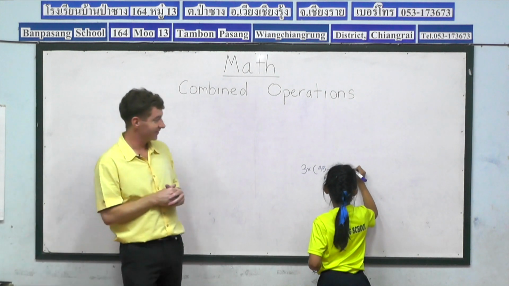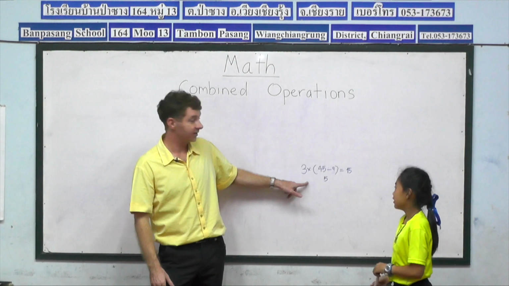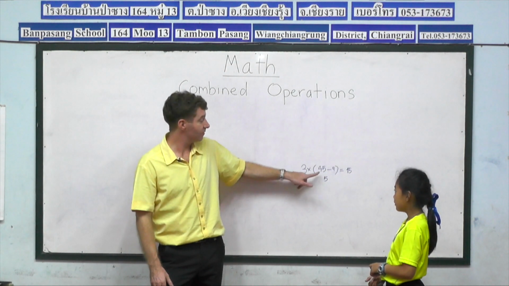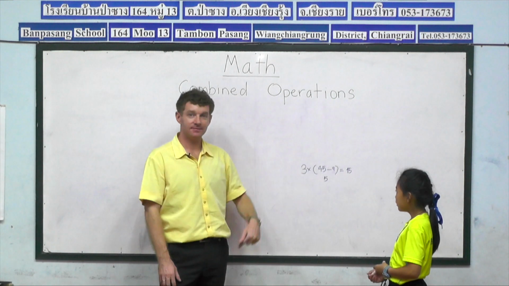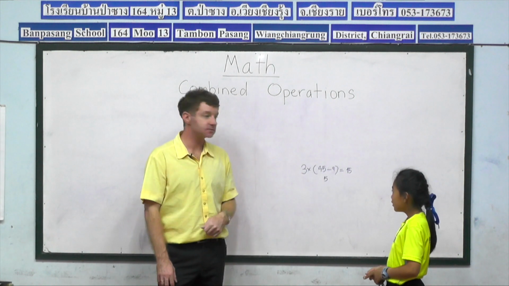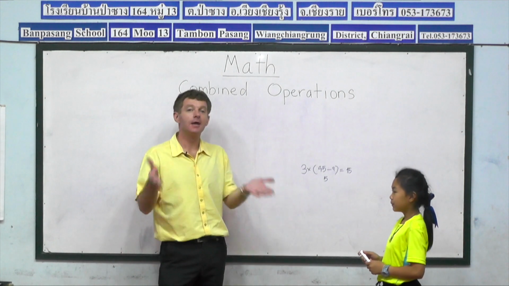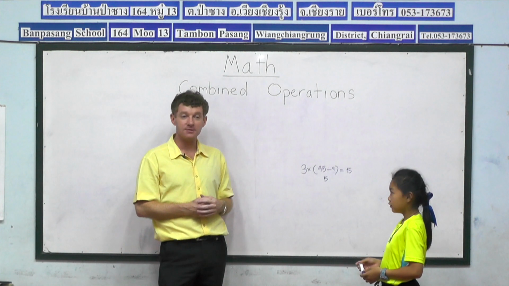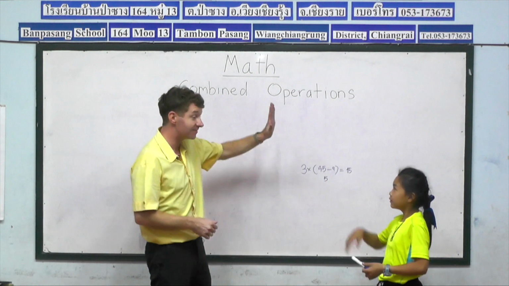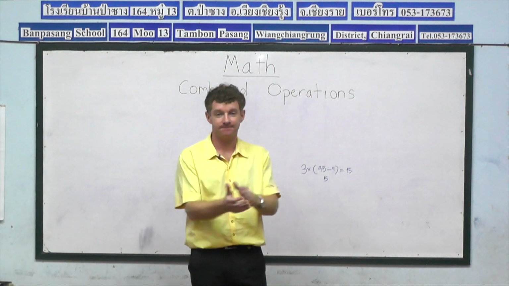Perfect. And we can say all together, 3 times 45 divided by 9 equals 15. Perfect. You see, you're making your own and answering your own combined operations. Brilliant, guys. And Nadia, excellent. High five, big round of applause for Nadia.